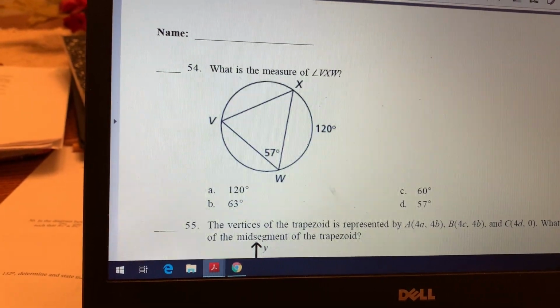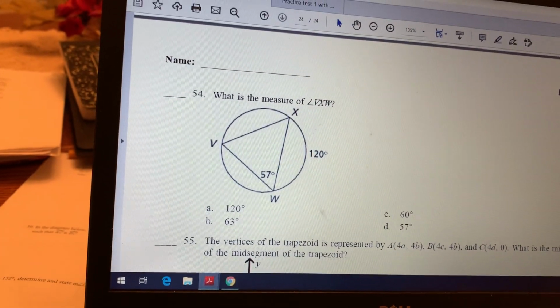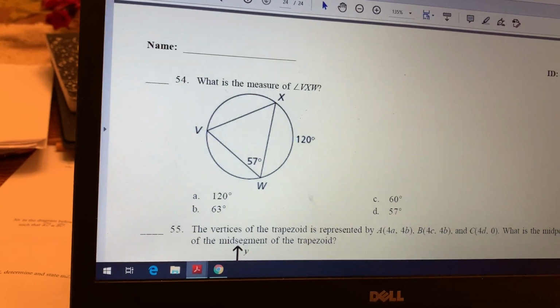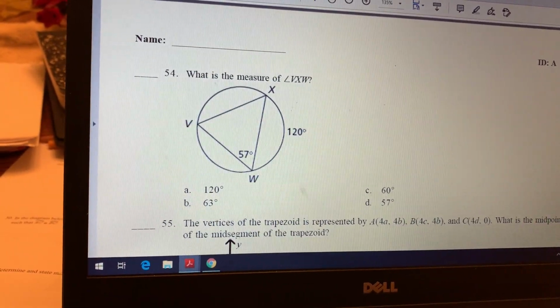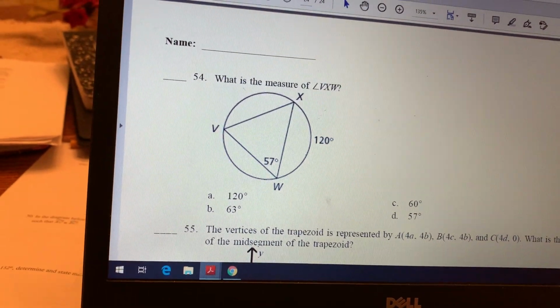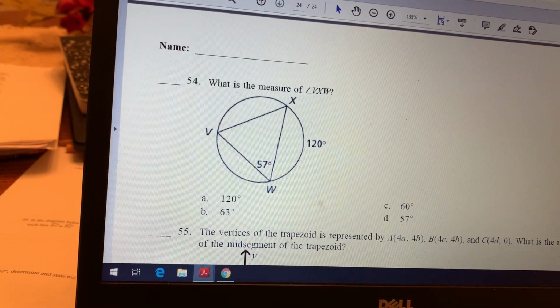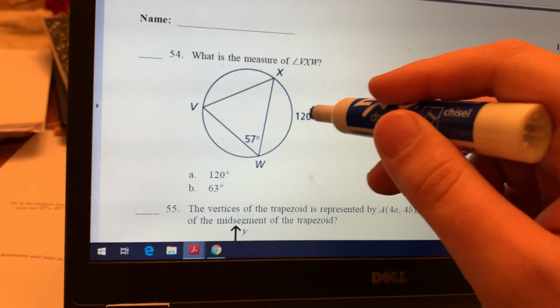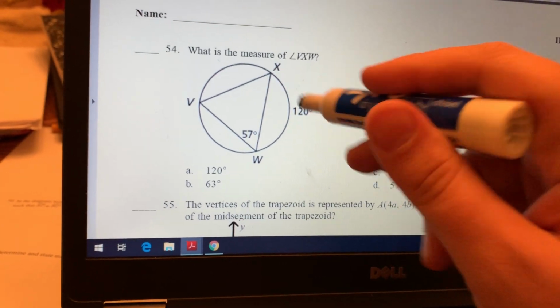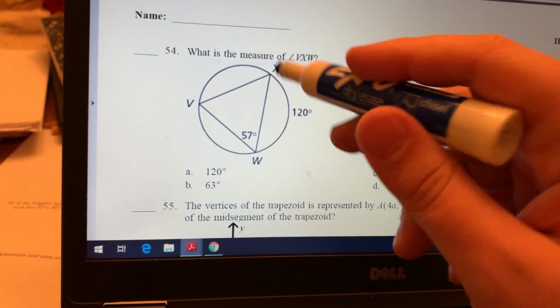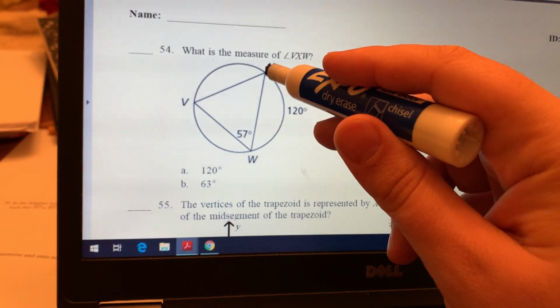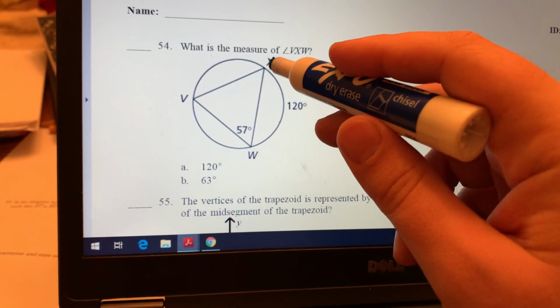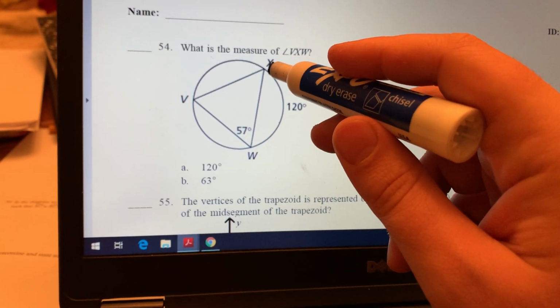All right, 54. So we did this semester, or actually we did this just a few weeks ago. We got angles. These are actually all inscribed angles. Again, the angle is on the edge of the circle, and they open up to the arcs, right? So I know this arc is 120, okay? So there's a couple different ways to go about this. I'm going to go the shorter way.